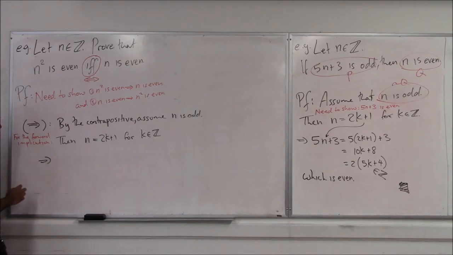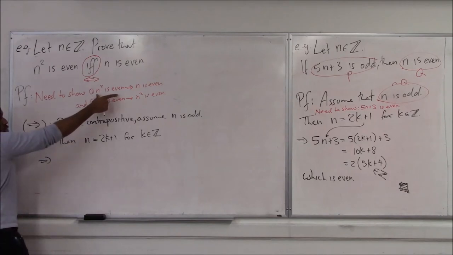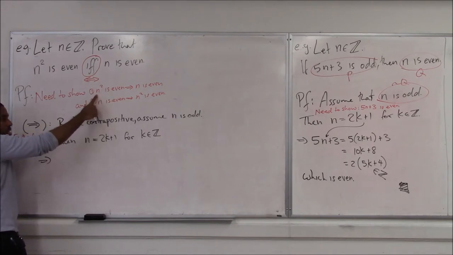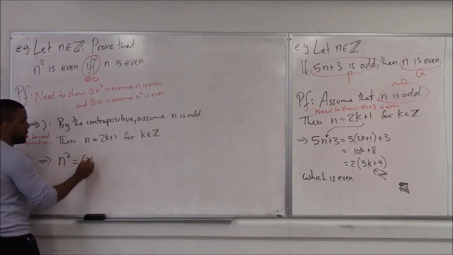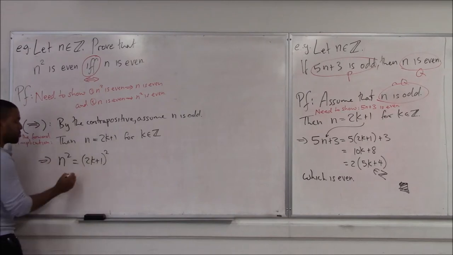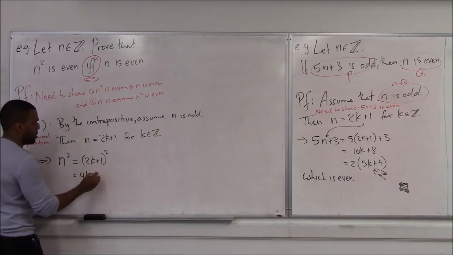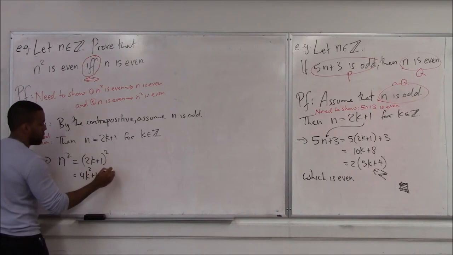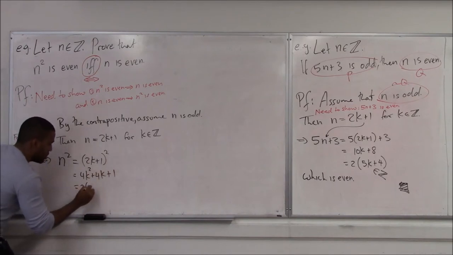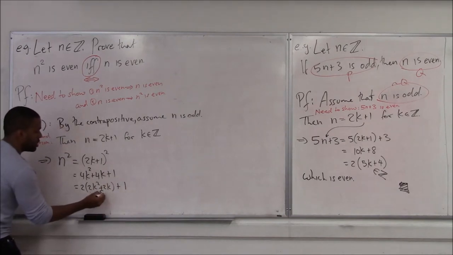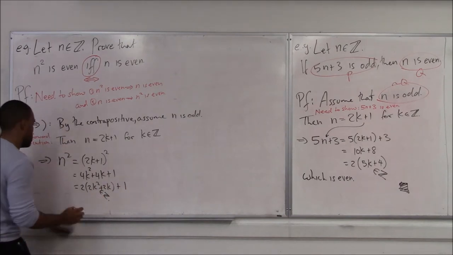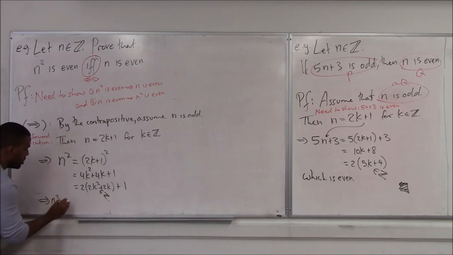But what does that mean? Well, I want to be able to say something about n squared, right? I need to show that n squared is odd specifically. So because I know I care about the expression n squared, I need to get that expression in here somewhere, so I'm going to write that down. What is n squared going to be? Well, it's going to be 2k plus 1 squared. It's going to be 4k squared plus 4k plus 1. In other words, 2 times 2k squared plus 2k, plus 1. This is an integer. This means n squared is odd.